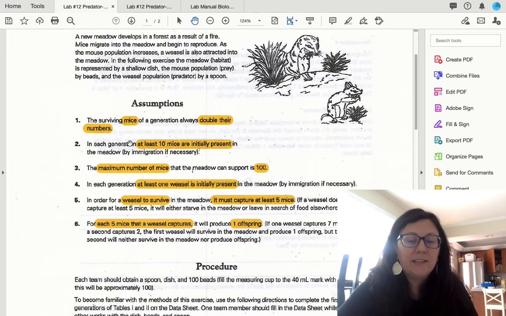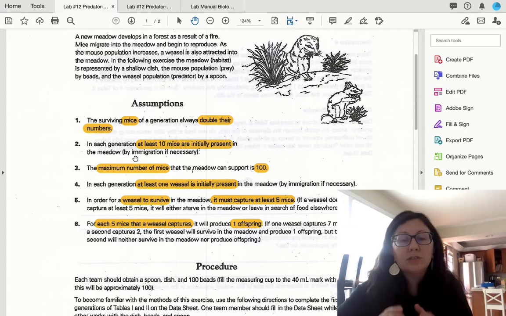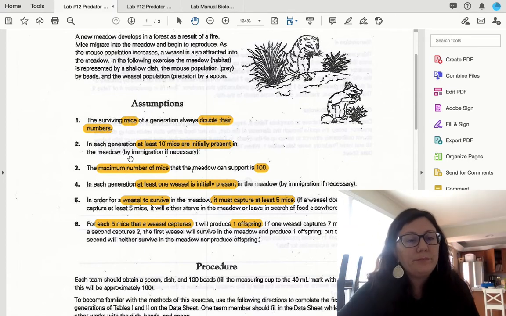Another assumption is that if all the mice get eaten, just presume that 10 mice are going to migrate from somewhere else. So you're always going to have a minimum of 10 mice. So in each generation, at least 10 mice are initially present in the meadow. The meadow being your bowl with the M&Ms or the popcorn kernels or whatever it is that you're using.